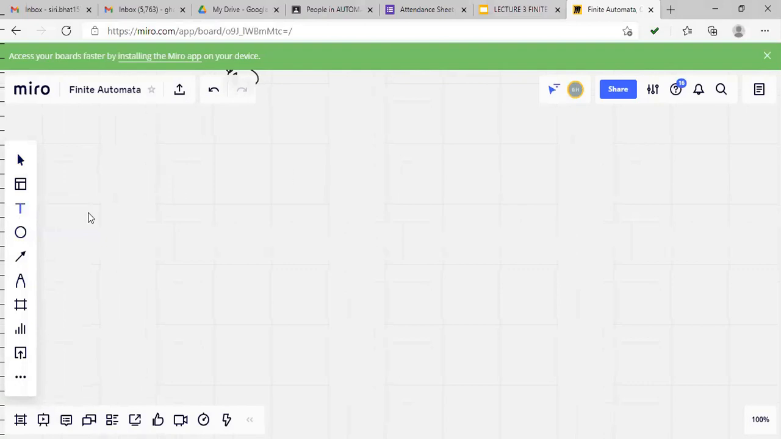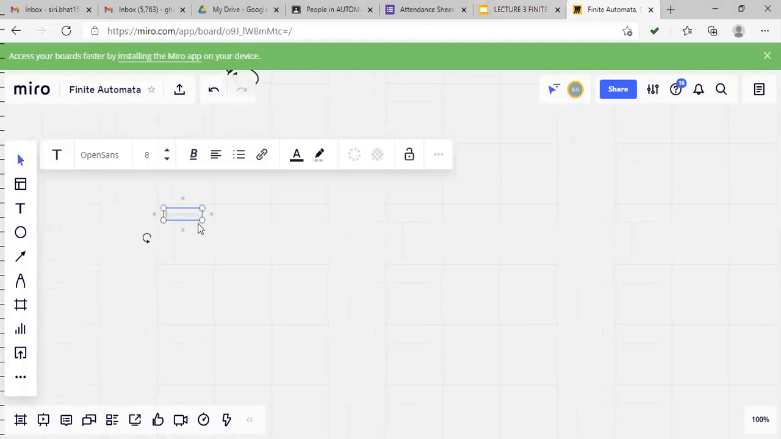How to do that? I'll take a simple example: 145. We'll check whether this number is divisible or not using our machine, whatever we have designed. So what is our start state?